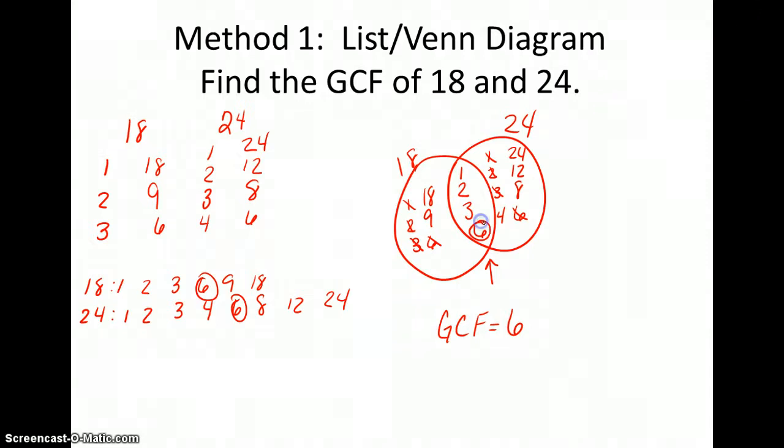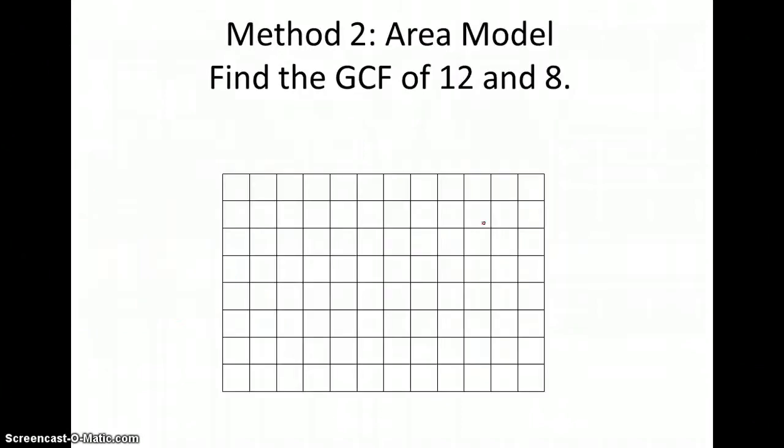It's very easy to tell from a list or a Venn diagram what the greatest common factor is. However, if you miss a factor somehow, you may not get the answer correct. So you've got to be very careful to make sure you've got every single factor for each number before you decide what the greatest common factor is.